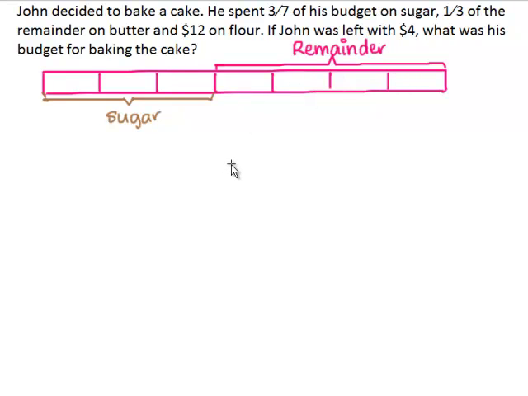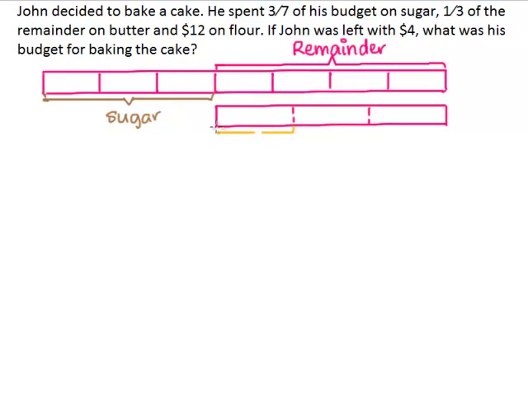We cannot have 1/3 of 4 units, and hence we're going to draw a model that is a mirror image of the remainder, and we're going to draw that with 3 units. So over here we're going to show that this model has 3 units. Looking at the question again, we know that John spent 1/3 of the remainder on butter, so we're going to show that on this model here.